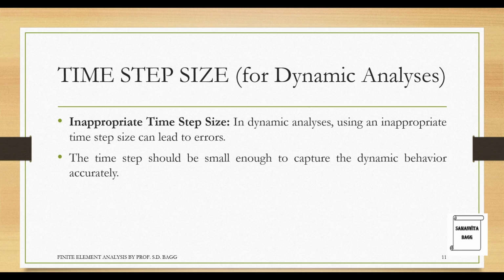then if the error is not captured in 0.1 to 0.2, you will find that you're not getting the error. In that case, you may have to go for a time step of 0.01 or 0.001 based on where the error is situated in the system. So the time step should be small enough to capture the dynamic behavior accurately.